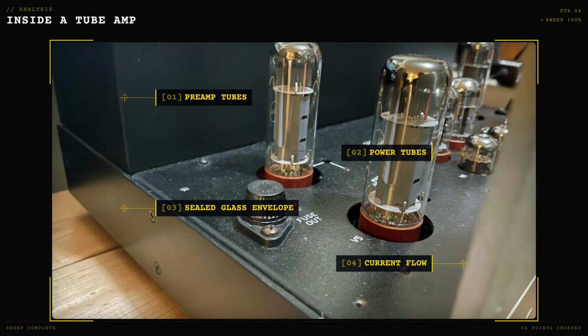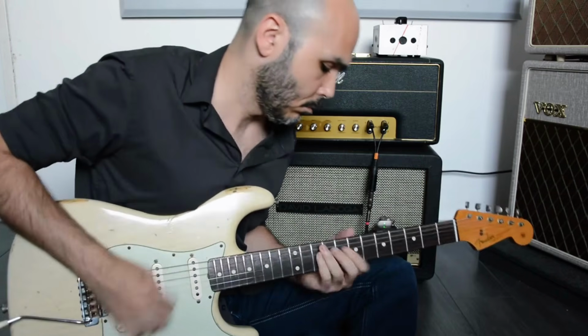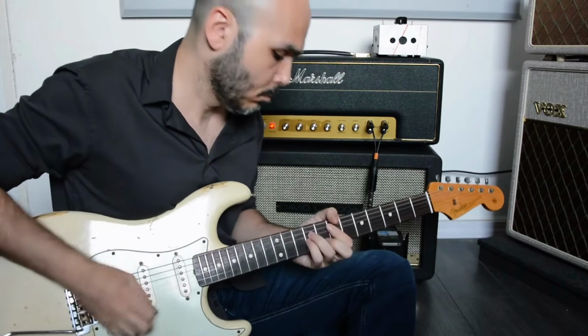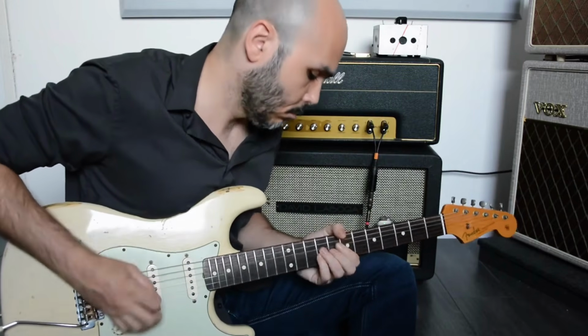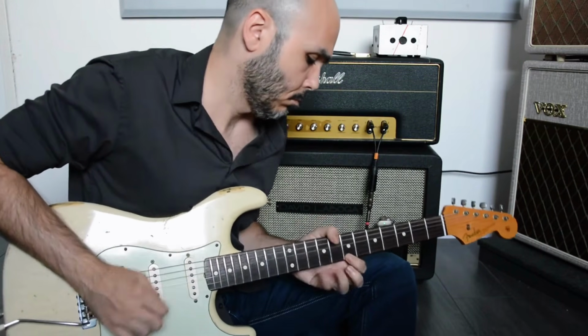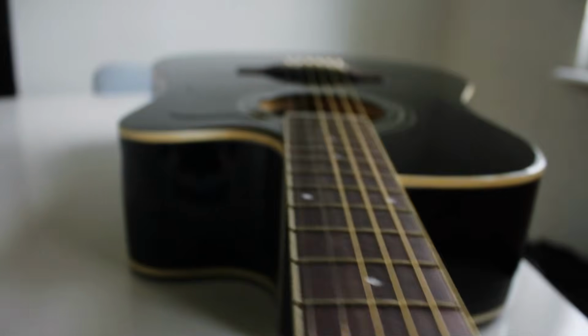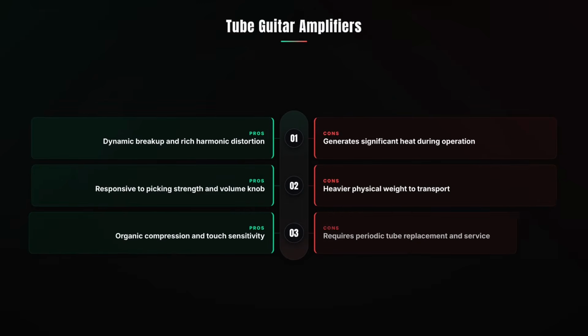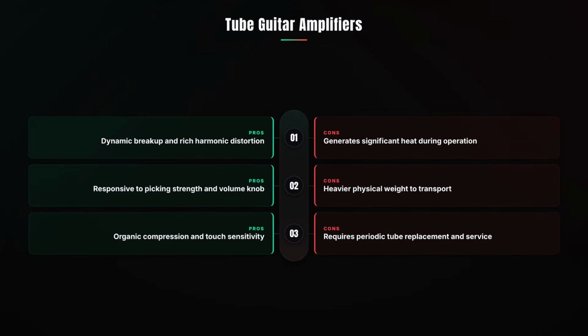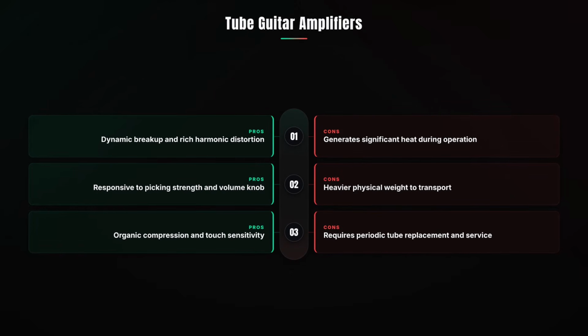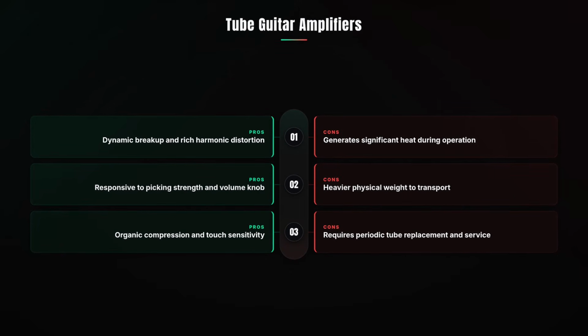Tubes control electrical current inside sealed glass components. When pushed harder, they move gradually from clean amplification into distortion and compression, meaning loud peaks are reduced. This makes the response change with picking strength and guitar volume. Tube amps also produce heat, weigh more, cost more, and eventually require tube replacement or servicing.